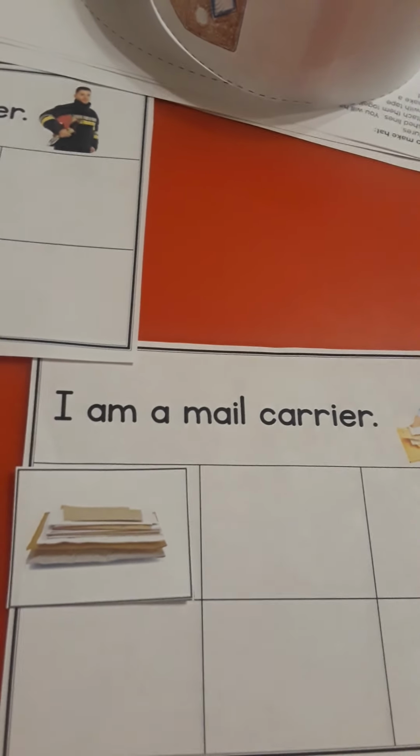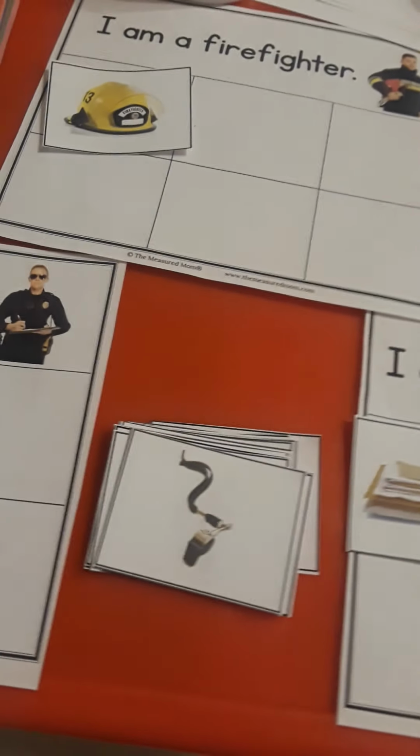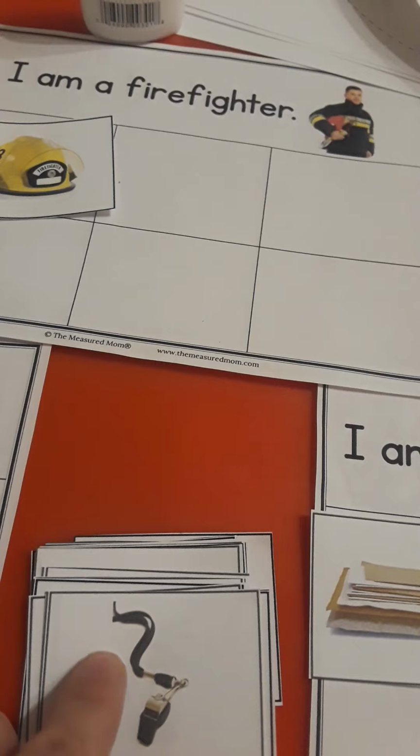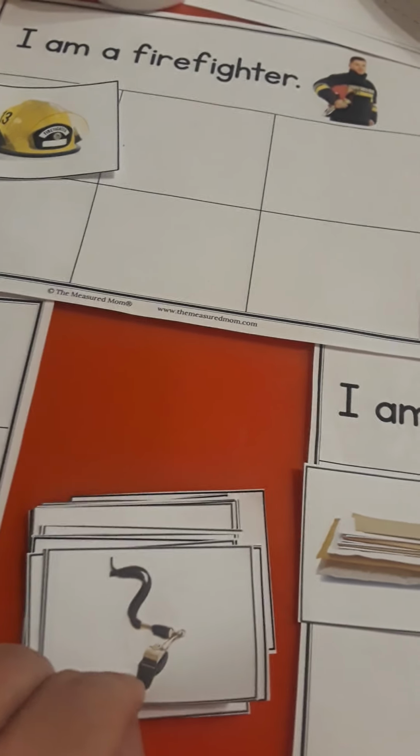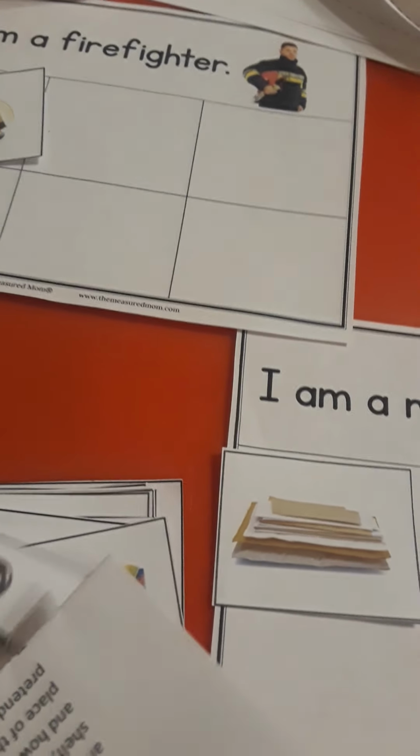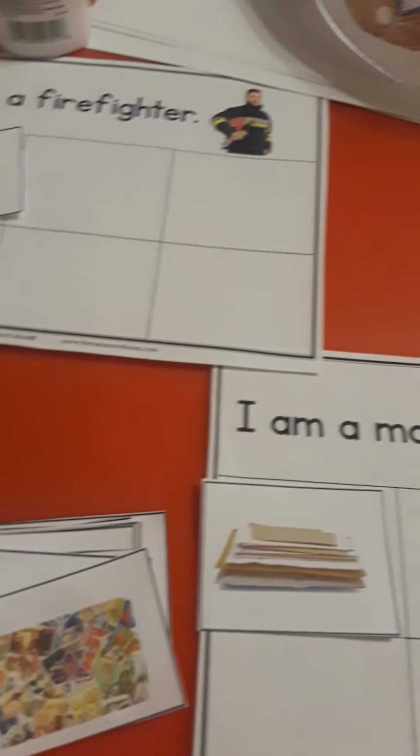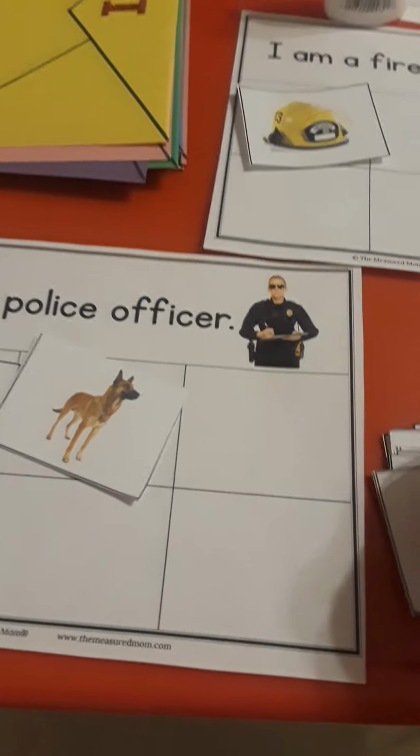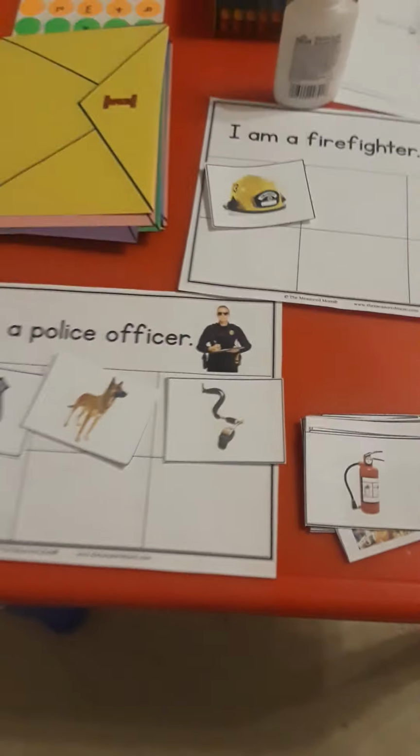Mailman has something to do with mail. For instance, the whistle that's right here is usually associated with a police officer, so the student would just place it onto the mat. Now these cards and pictures would be laminated so they would not tear.